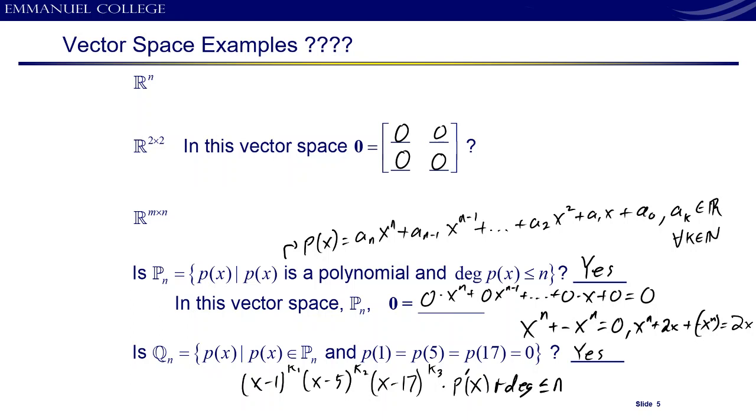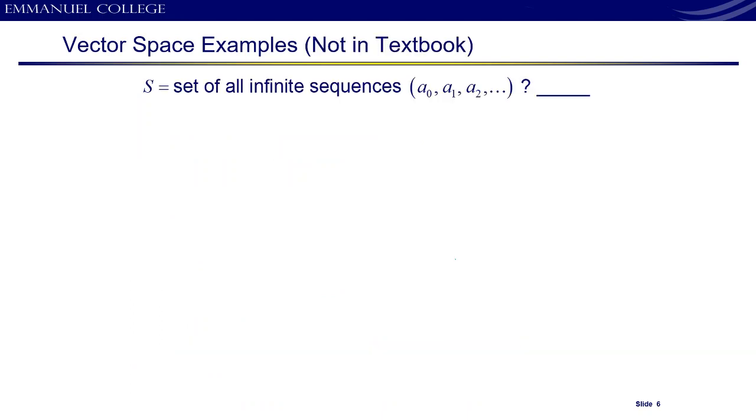So these are some examples that we have. So what are some that are not in our textbook that we use? So if I take the set of all infinite sequences, so remember an infinite sequence is going to be just a_0, a_1, a_2, so on and so forth, and the answer is going to be yes, because they're sequences. So if I put them together, I just get a new sequence that's still infinite, and all the rules would still apply.